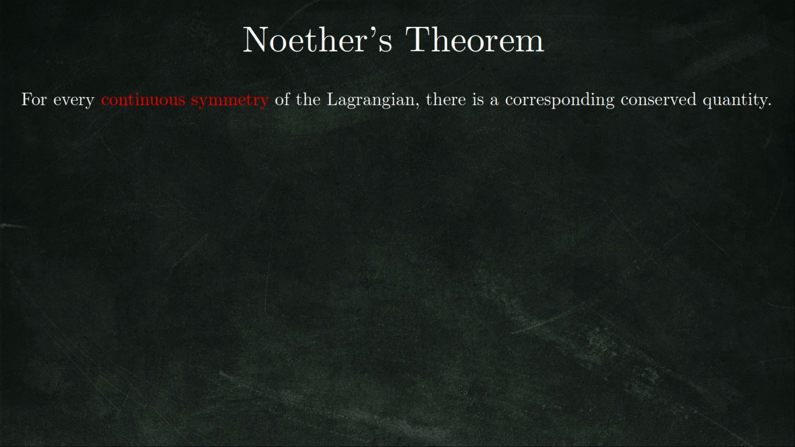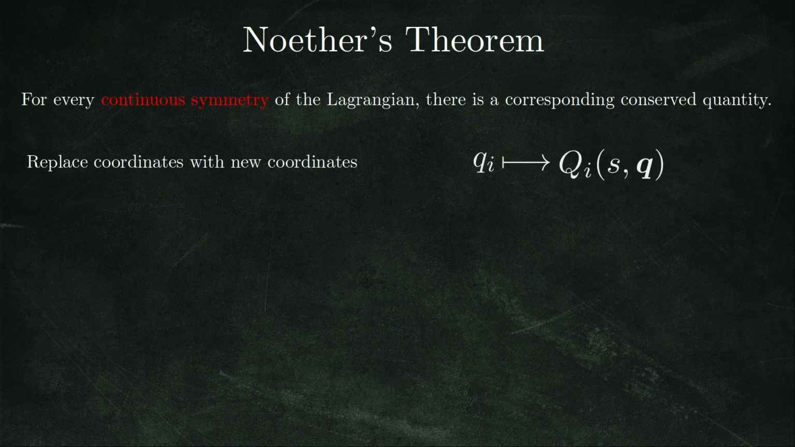Now, what does this mean? There's a lot of words in here, so let's go through and break down what they mean. What we're going to be looking at is essentially coordinate transformations. So we replace the coordinates with new coordinates. We have our old coordinates, which are given by the little q's, and our new coordinates, which are given by the big Q's. And these coordinate transformations are parameterized by some parameter, which we're going to call s.